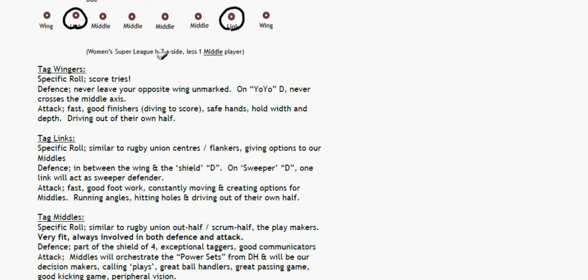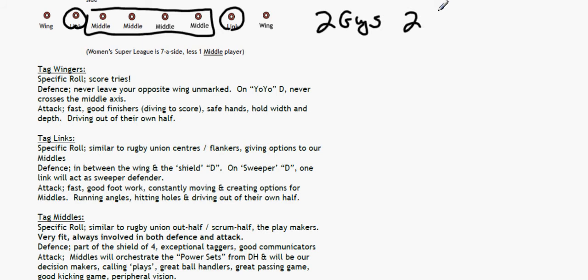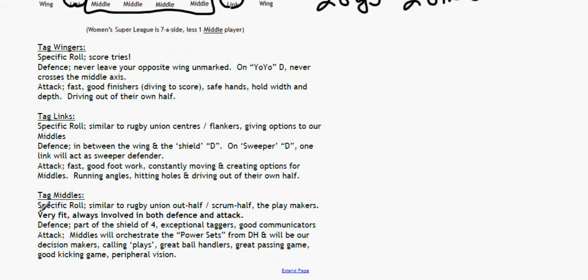Now, we're going to talk about our 4 middles. Usually it's going to be 2 guys and 2 girls. So you keep that in the middle. They have a very specific role, similar to rugby union out half, scrum half, and playmakers. They're very fit, always involved in both defence and attack, part of the shield of 4, exceptional taggers, and good communicators.